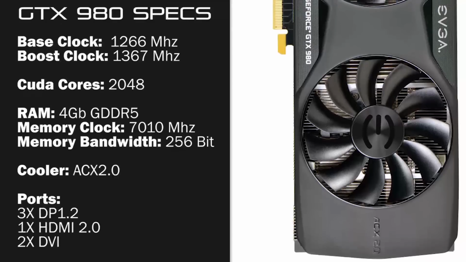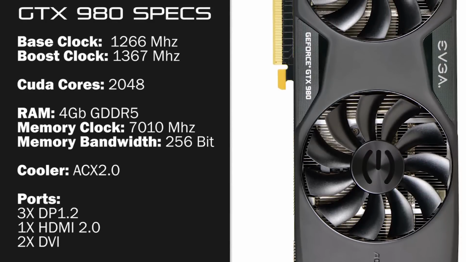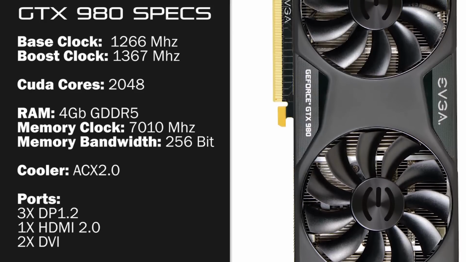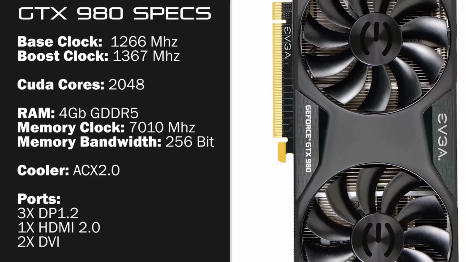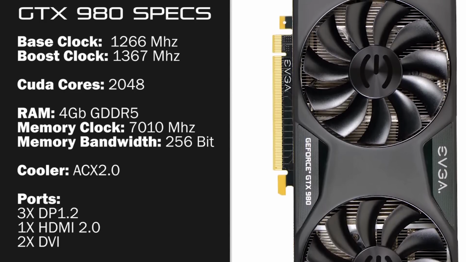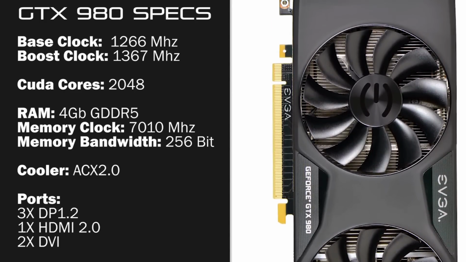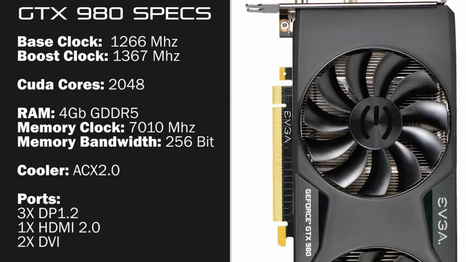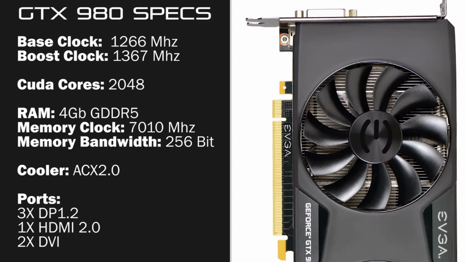Taking a look at the GTX 980 from EVGA, it has a base clock of about 1266 megahertz, 1367 megahertz in terms of its boost clock. We have over 2048 CUDA cores. In terms of memory, we're using 4 gigabytes of GDDR5, clocked at over 7000 megahertz. It has a 256-bit memory bus, and in terms of the ports, it's pretty standard affair with 3 DisplayPort 1.2 connections, 1 HDMI 2 connection, and 2 dual-link DVI connections.